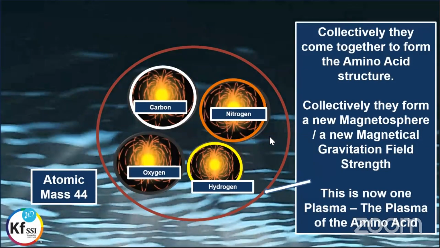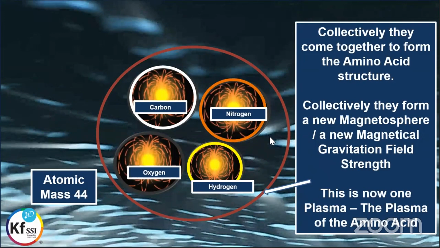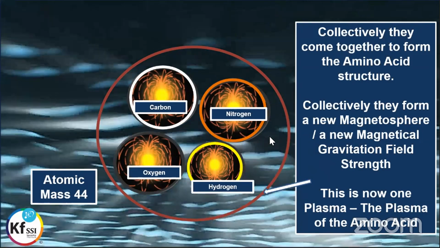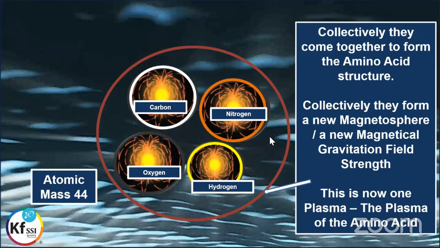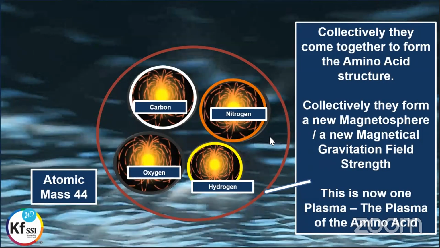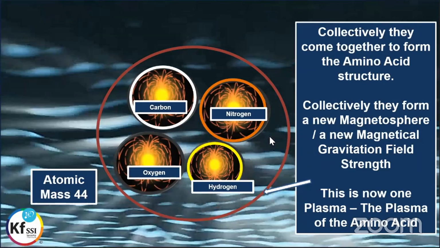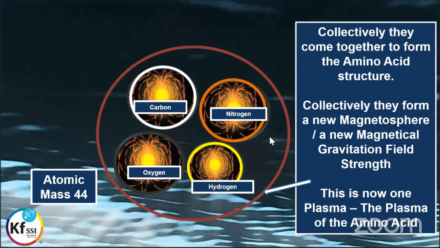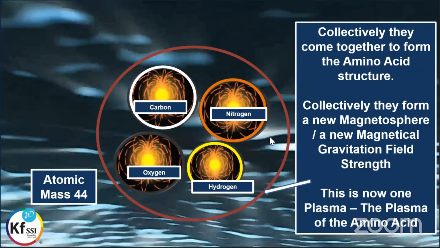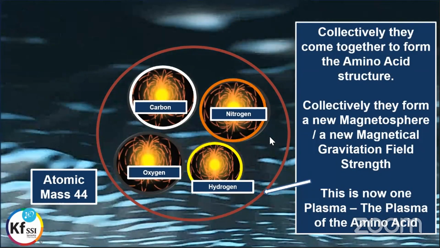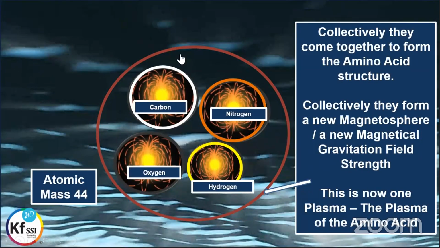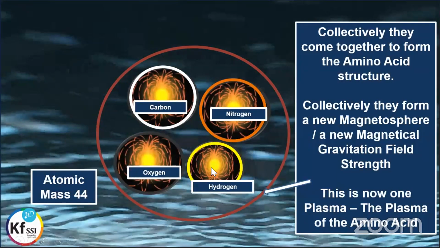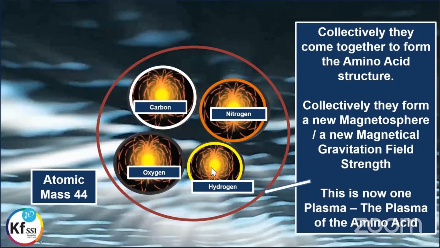Now, when you put this in as the amino acid, collectively they come together to form the amino acid structure. And collectively they form a new magnetosphere, a new magnetical gravitational field strength. And so this is now one plasma, the plasma of the amino acid structure. So as an individual carbon on its own, it has its plasma and a magnetosphere, but in the interaction of these four coming together, they are forming their own entity, their own magnetosphere, and that is the amino acid.